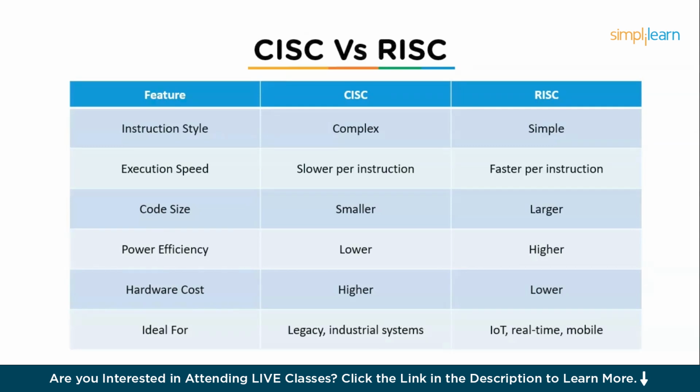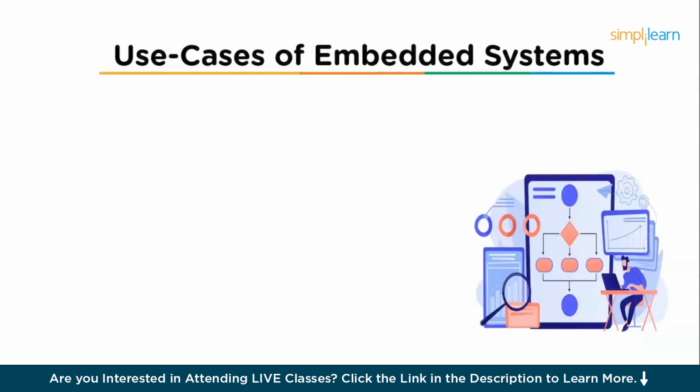So CISC is ideal for legacy industrial systems. RISC is basically made for IoT, real-time and mobile. So after we have knowledge of this difference, let us see the use cases of embedded systems. There are some real-world scenarios.